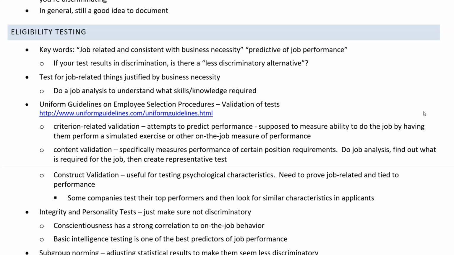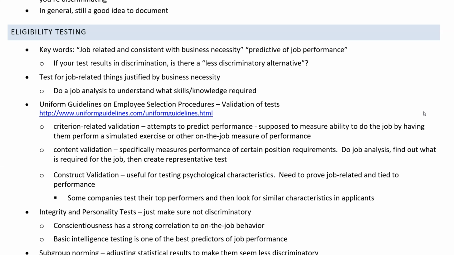We want to test for job-related things that are justified by business necessity. This might require doing a job analysis to understand what kind of skills and knowledge are required for specific jobs within the company, to find out what are the things that we need to test for. There is such a thing called the Uniform Guidelines on Employee Selection Procedures, which creates some guidelines that will validate the tests, to look at sort of like an employment test that I'm giving people.